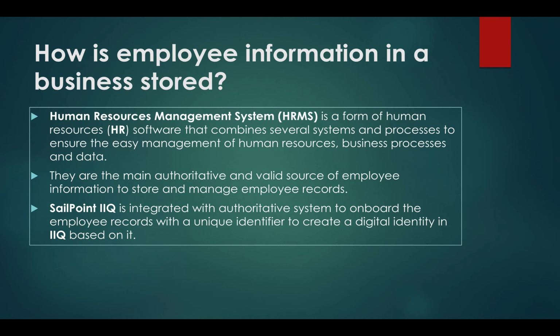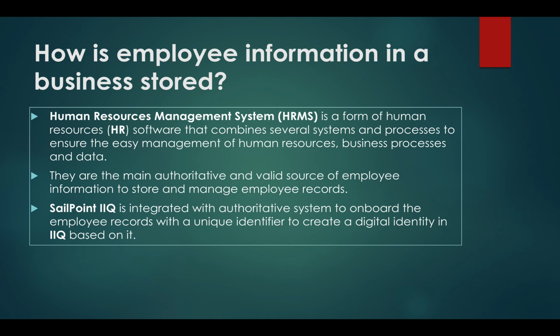In the next slide, we're going to describe how an organization stores employees' information. Generally, big enterprises use different human resource management system software. This HRMS system is a form of HR software. It contains all the entries of the employees within an organization, which are stored or recorded in this system. Once this system is implemented in an organization, it provides easy management of human resources, business processes, and the human resources data. Therefore, these HRMS systems are called the authoritative or valid source of employees, also called the source of truth, because this HRMS software contains the information, and this information is actually the employee records.